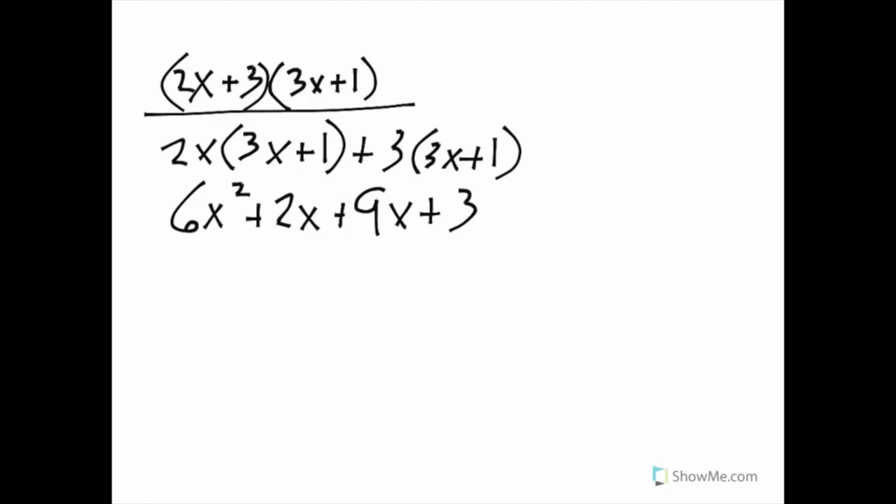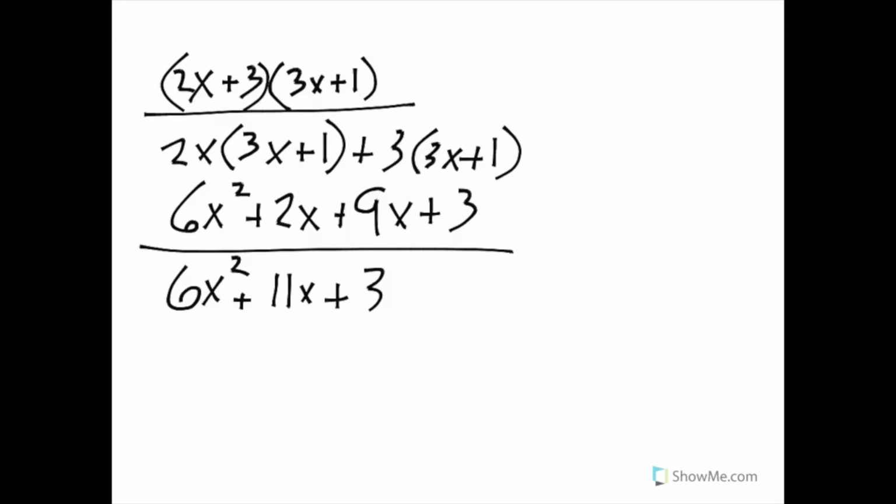Now, we're going to go back to the lesson I originally taught you, addition of polynomials, and 6x squared doesn't have anything to add to, so 6x squared remains the same. And then 2x and 9x become 11x. You guys got that? 2 plus 9, 11. And 3 remains the same. And voila, there's your answer.